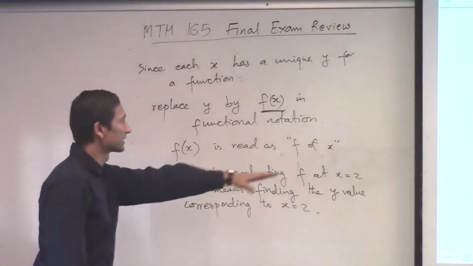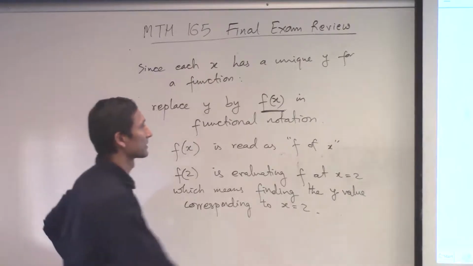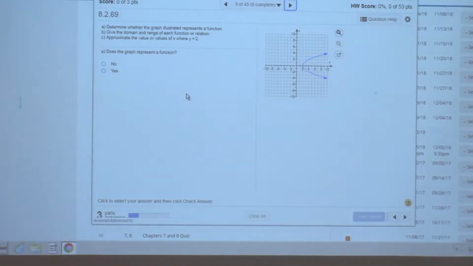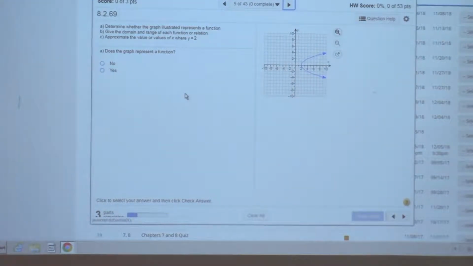So now with this, let's answer this question here. Let's come back to this screen. It says determine whether the graph illustrated represents a function, and give the domain and range of each function or relation. C, approximate the value or values of x where y equals 2. So looking at that graph and remembering how we can check whether a given graph is a function or not, what do you think? Is it a function?